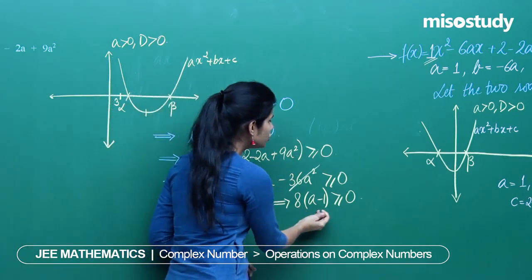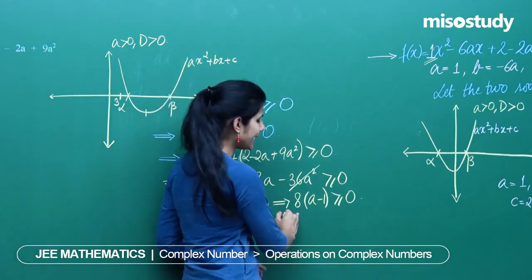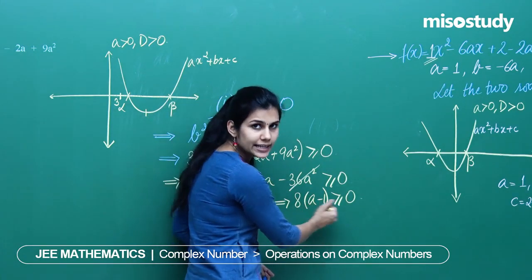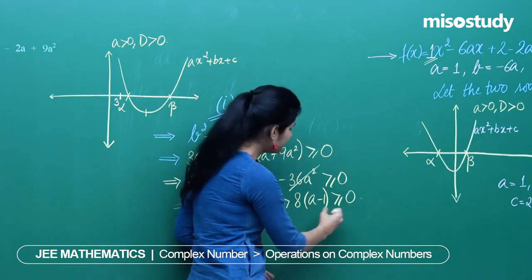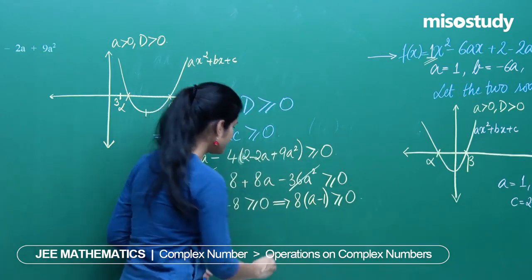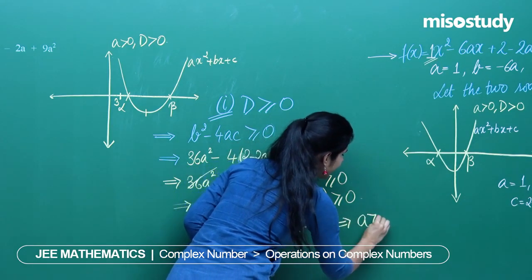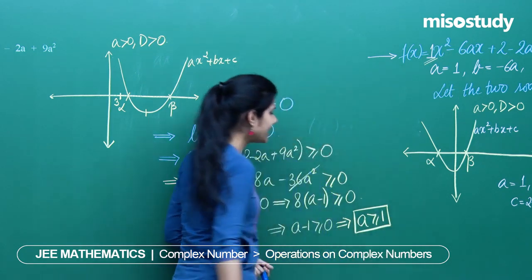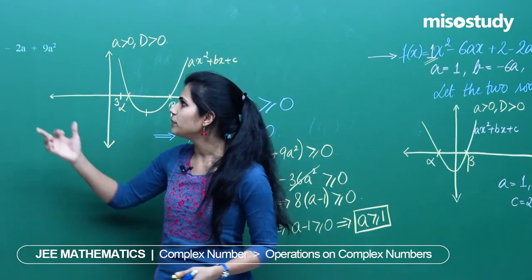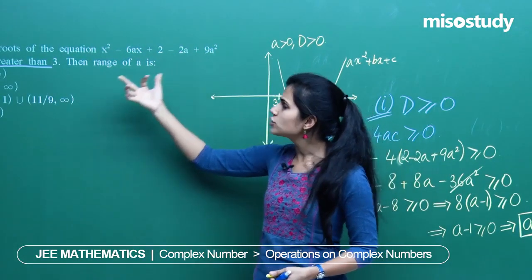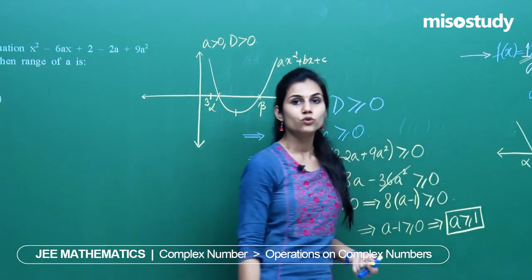So for 8 into something to be non-negative, definitely that something also has to be non-negative, because 8 is already positive. 8 into anything negative will give you negative, but the answer is non-negative. So a minus 1 has to be non-negative, or a has to be greater than or equal to 1. So the first condition which is going to permit this particular quadratic equation to have both its roots greater than 3 is that first of all a has to be greater than or equal to 1.